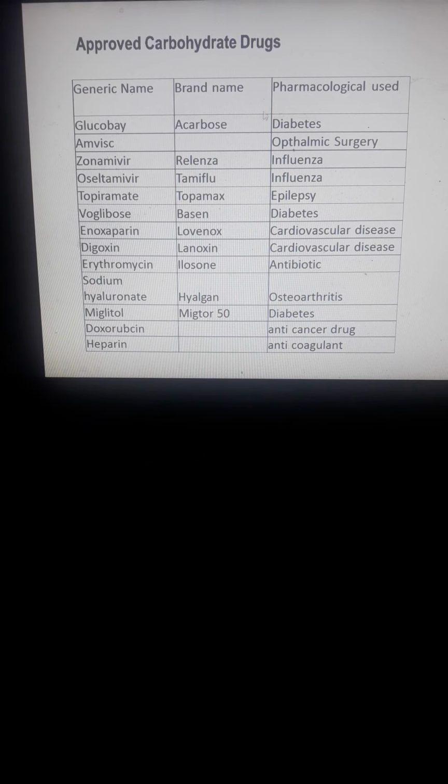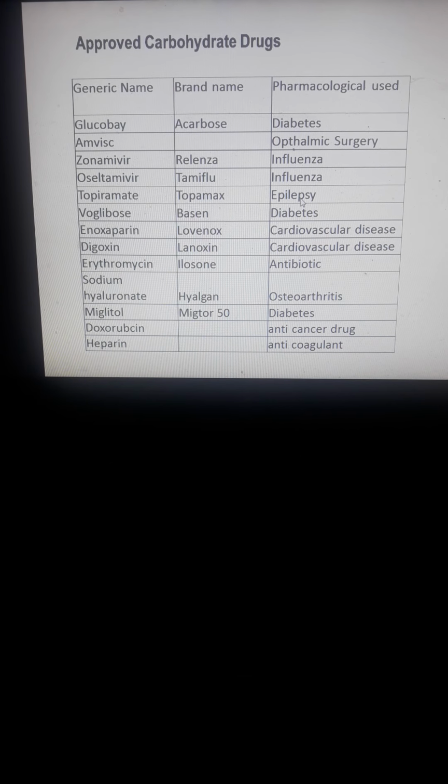Next, approved carbohydrate drugs. Example, generic name acarbose, Glucobay, used in the treatment of diabetes. Amdis for ophthalmic surgery. Zanamivir, Relenza, for influenza virus. Oseltamivir, Tamiflu. Topiramate, Topamax, for the treatment of epilepsy. Voglibose for diabetes. We have enoxaparin, Lovenox, for cardiovascular disease. Digoxin, Lanoxin, a cardiac glycoside for cardiovascular disease, or cardiac stimulant drug.